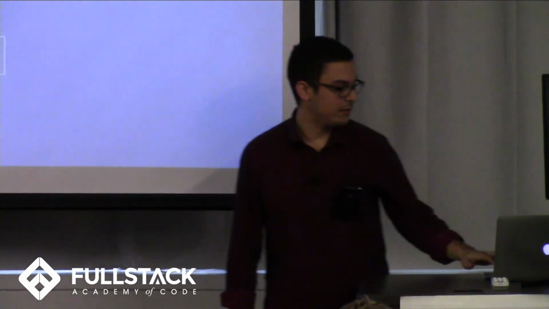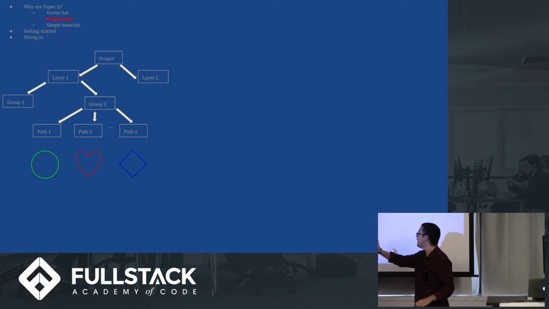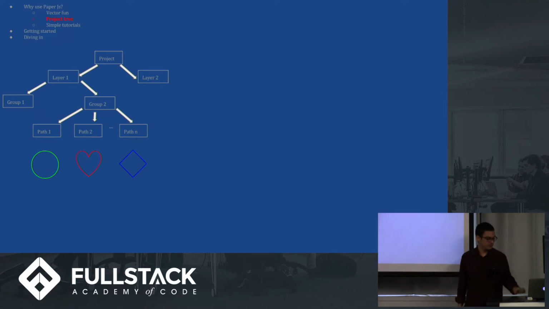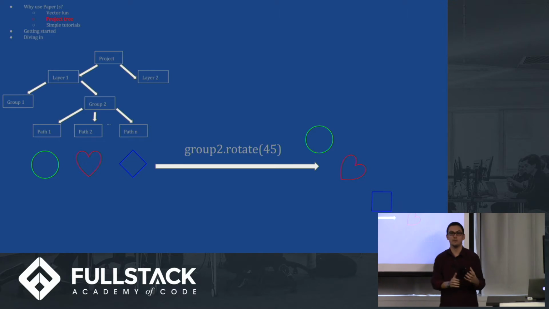So here's a quick example. Let's say we have 3 paths: a green circle, a red heart, and a blue diamond. And they're all grouped in our group2. So if we just call group2.rotate, it'll rotate the group. So you can perform an operation on a group or a layer, and it's going to perform that operation on every path contained within that group or layer.